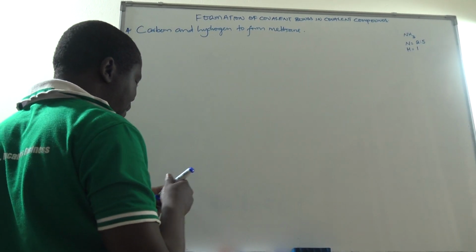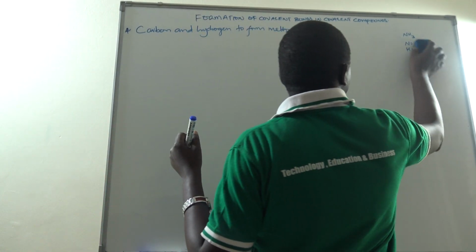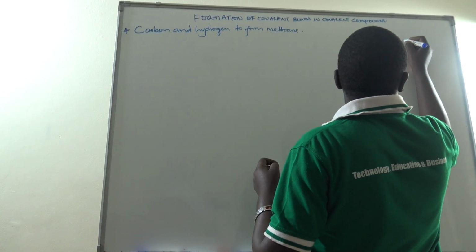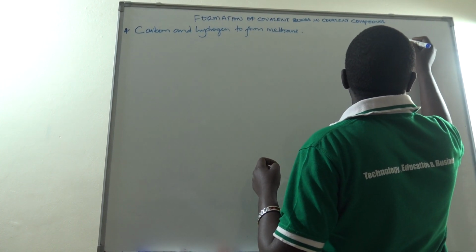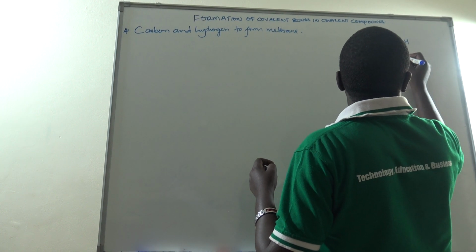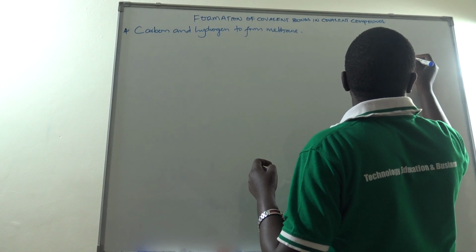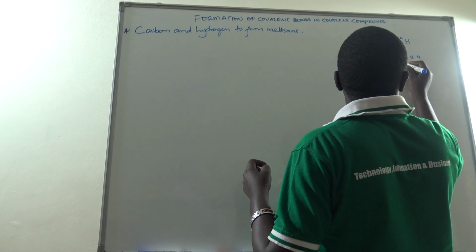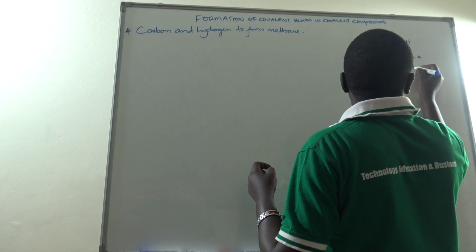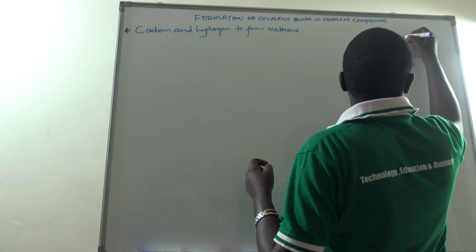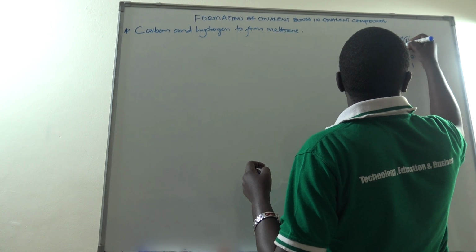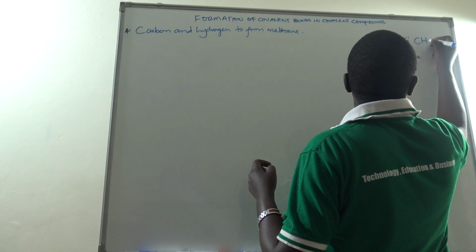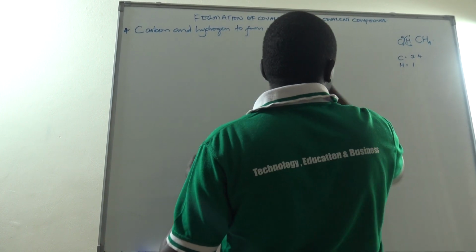Let us see the formula of this compound here using the valencies of the component elements. So we have carbon and we have hydrogen. Carbon has atomic number 6, configuration is 2, 4, the valency is 4. A hydrogen atom has atomic number 1, configuration 1, the valency is also 1. So they will exchange valencies, and when they exchange valencies, the formula of the compound formed is CH4, and that's what we call methane.